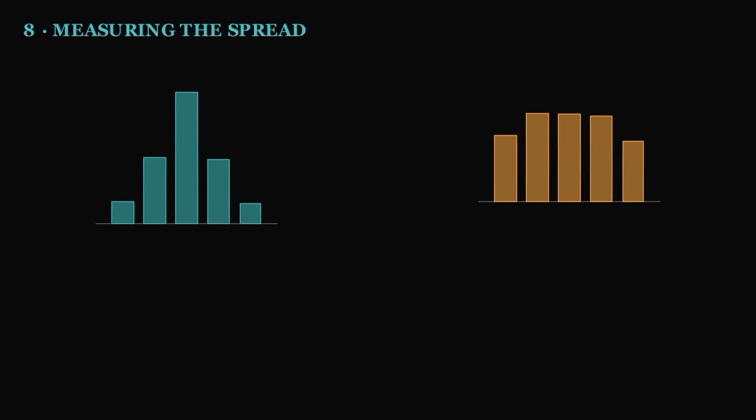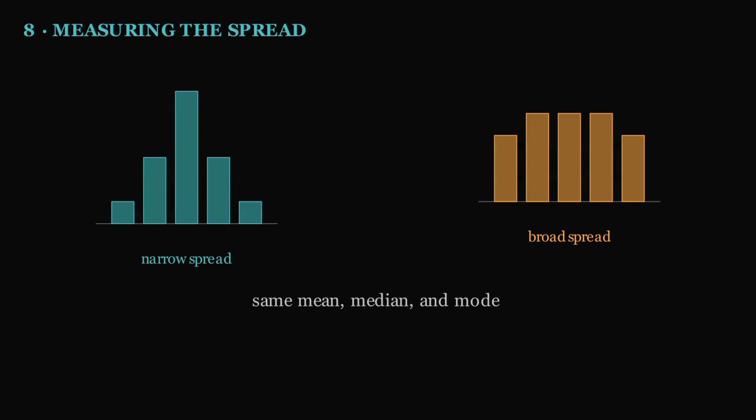Here's a problem the mean, the mode, and the median can't solve. Picture two different distributions that have the same mean, same median, and same mode, identical in every way we've measured so far, but one is tightly bunched and the other is spread out wide. Clearly, these are different distributions. We need a number that captures their difference, the spread.